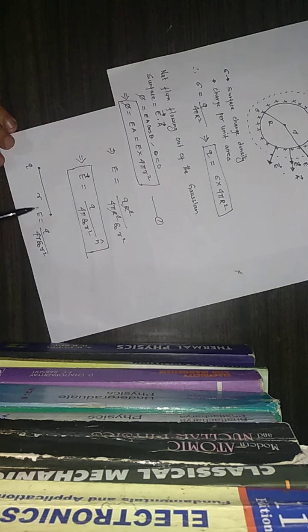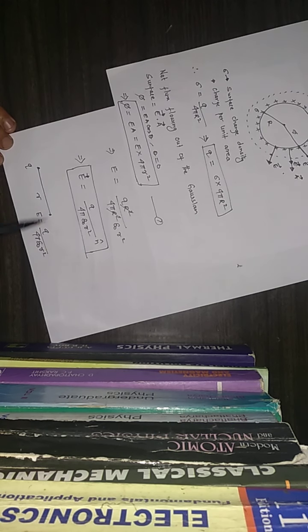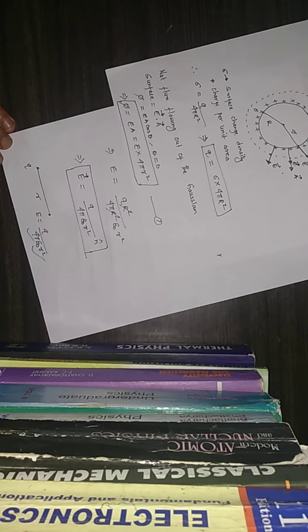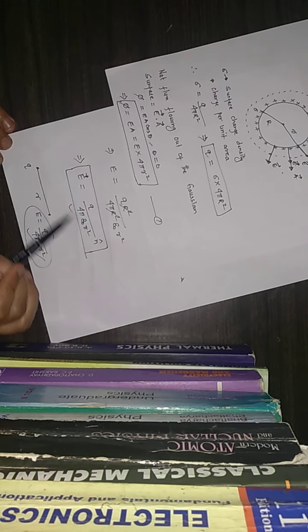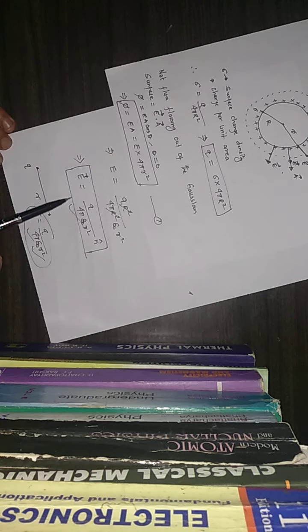That means this particular formula, or this derivation, or this relation, is the electric field due to a point charge, and for a spherical shell it resembles the electric field due to a point charge. They are similar. This is the electric field due to a point charge at a distance of r, and this is the electric field outside the shell due to a spherical shell.